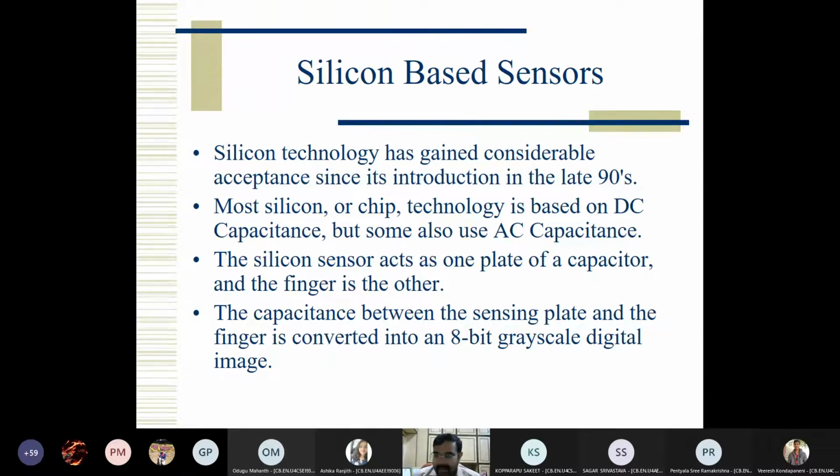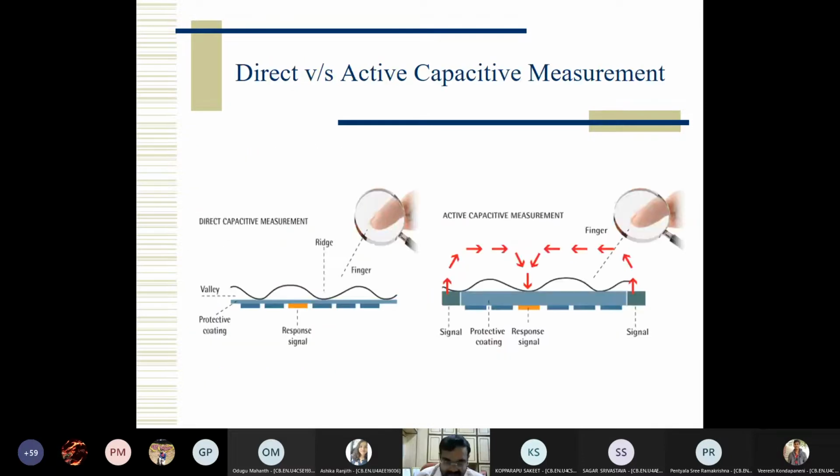And you know this capacitance theory, based on when you touch there is a capacitance created, and that capacitance depends upon the features obviously because you're touching it, and that touch will have a capacitance that is converted into a digital image, an 8-bit grayscale digital image, something like this. There can be DC and AC, direct current, but you put your finger on the capacitance, a capacitance is created, and that capacitance is converted into a digital image.